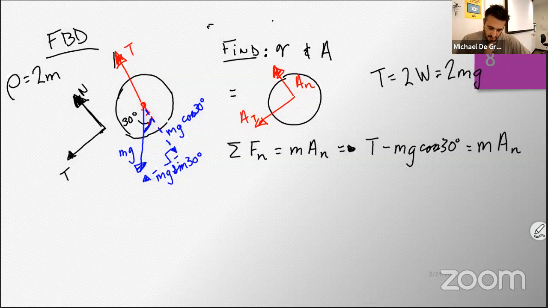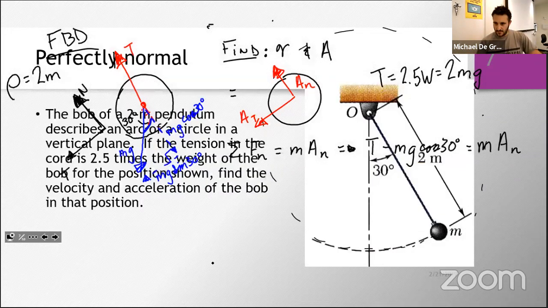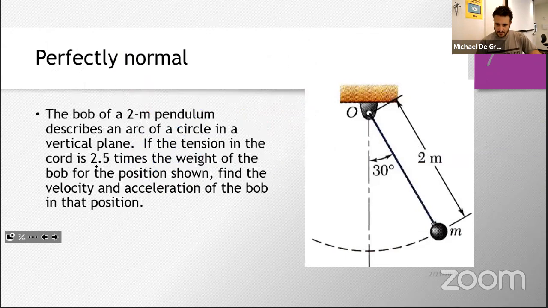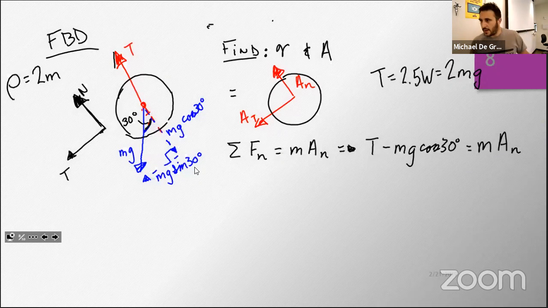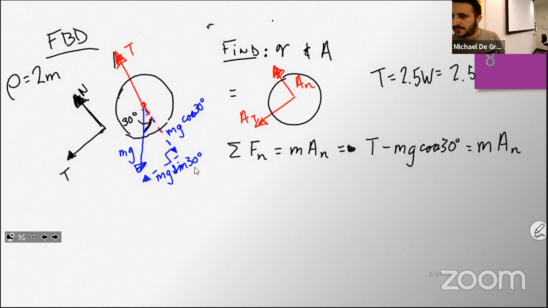Was it 2 or 2.5? I think it was 2.5 times, right? 2.5 W. Pretty sure it was 2.5. Let's double check. Yep, 2.5 times, right there. Okay. So it's 2.5 times weight, sorry, which is 2.5 times mass times gravity. Okay, we can plug that back in.